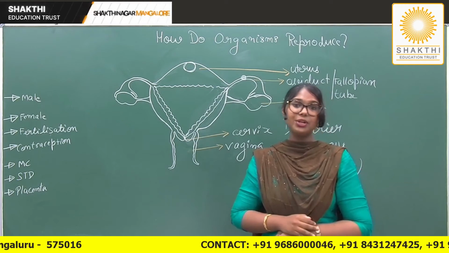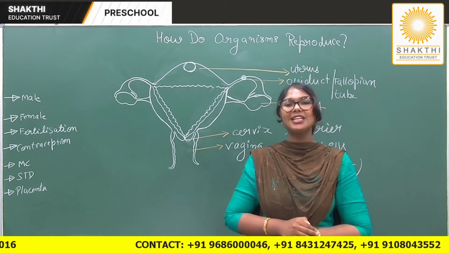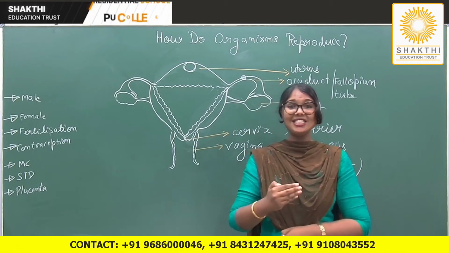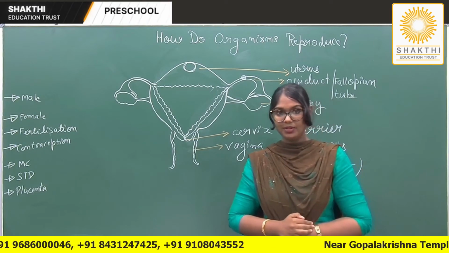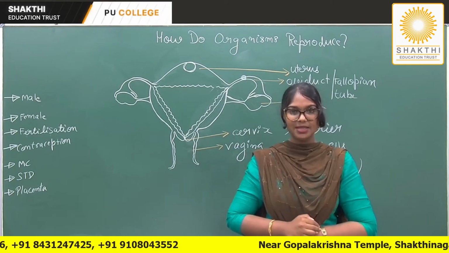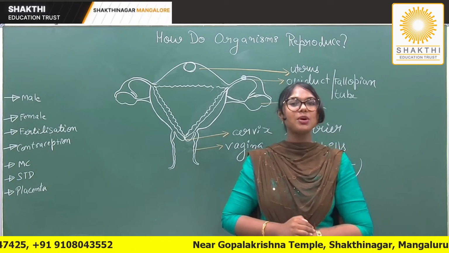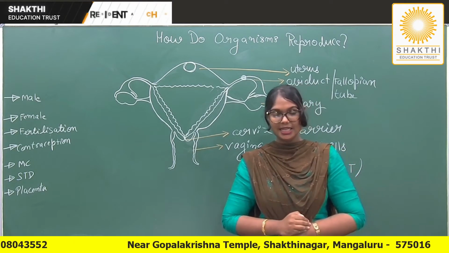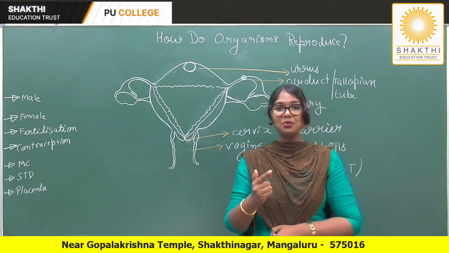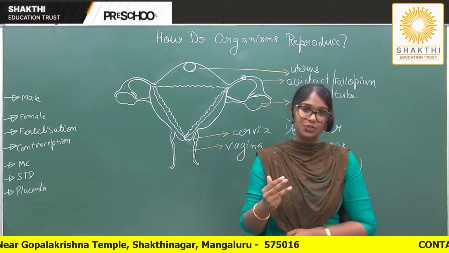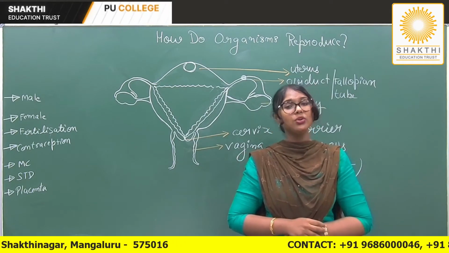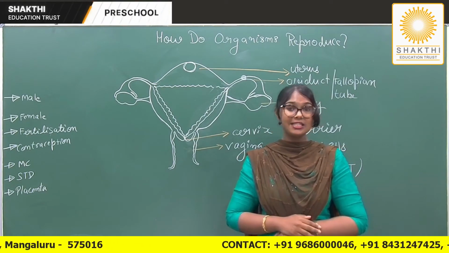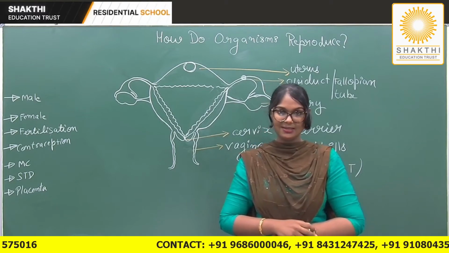A very important question. What are sexually transmitted diseases? The diseases that are spread only through sexual contact are called sexually transmitted diseases. The most important being AIDS, that is acquired immunodeficiency syndrome. Other examples are syphilis, gonorrhea. All these are sexually transmitted diseases.